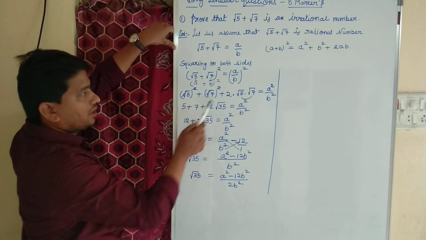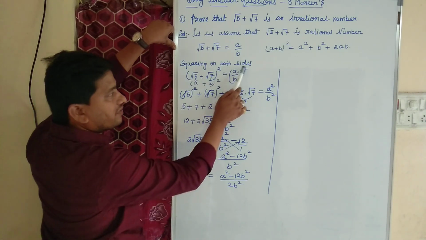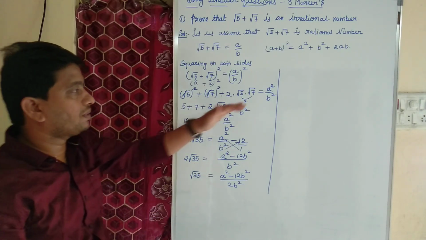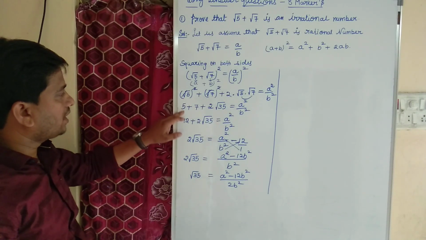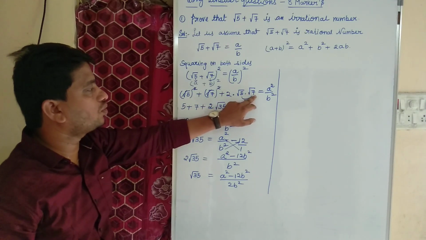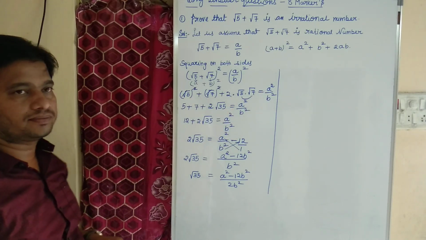Equal to a square by b square. Don't forget to write this a square by b square. Children usually forget to write a square by b square. 5 plus 7 plus 2 into root 5 into root 7. 5 sevens are 35, equal to a square by b square.